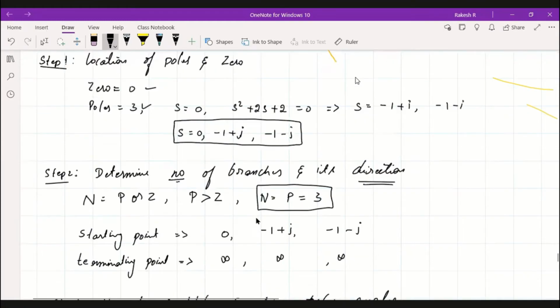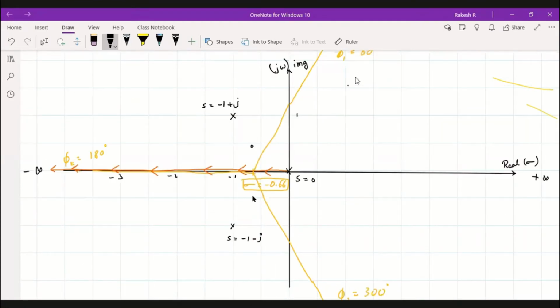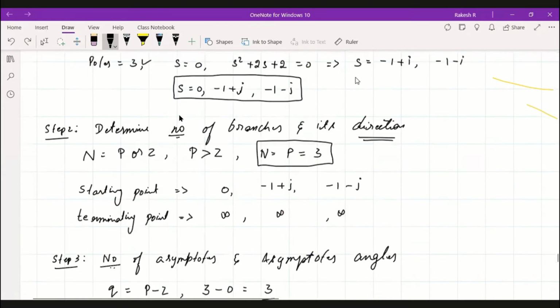This point, and another point is somewhere here. At these 2 points, the root locus does not exist, and this is also the complex conjugate. So this is not a valid breakaway and break-in point.